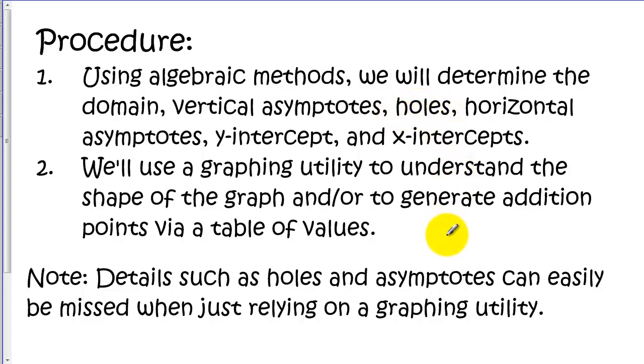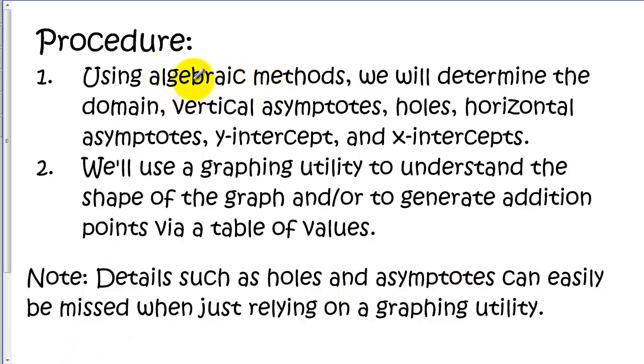Now you might wonder, why don't we just use the graphing calculator to get our graph? We'll see when we get to the example, there are certain details about the function that we would miss if we were only using the graphing calculator. Things like holes are not easily found on the graphing calculator. The exact values of where the asymptotes might be are also not easily seen on the graphing utility in all cases.